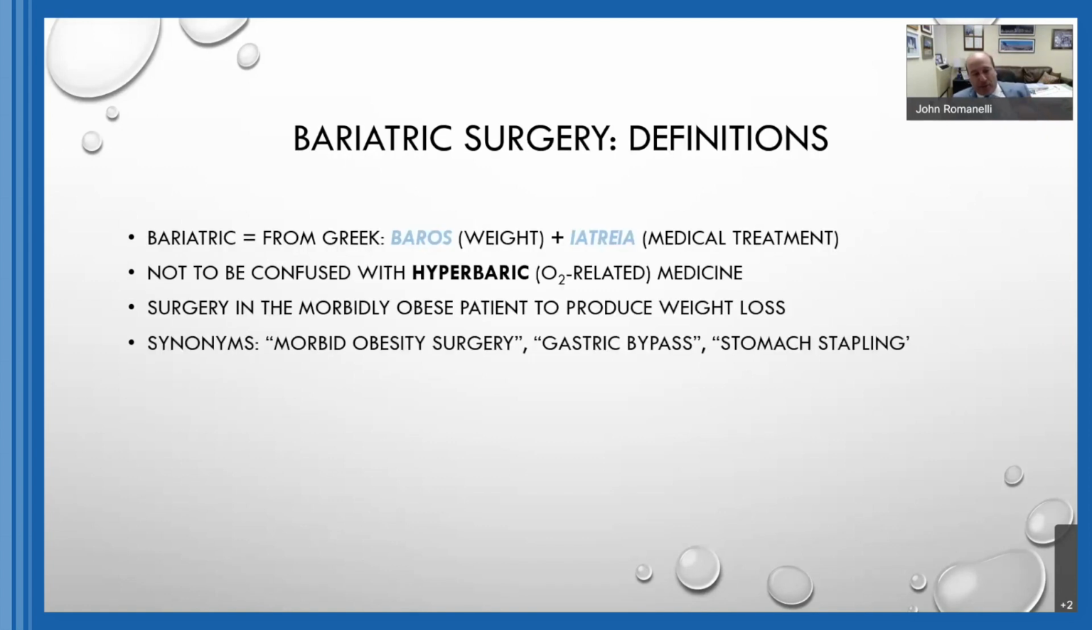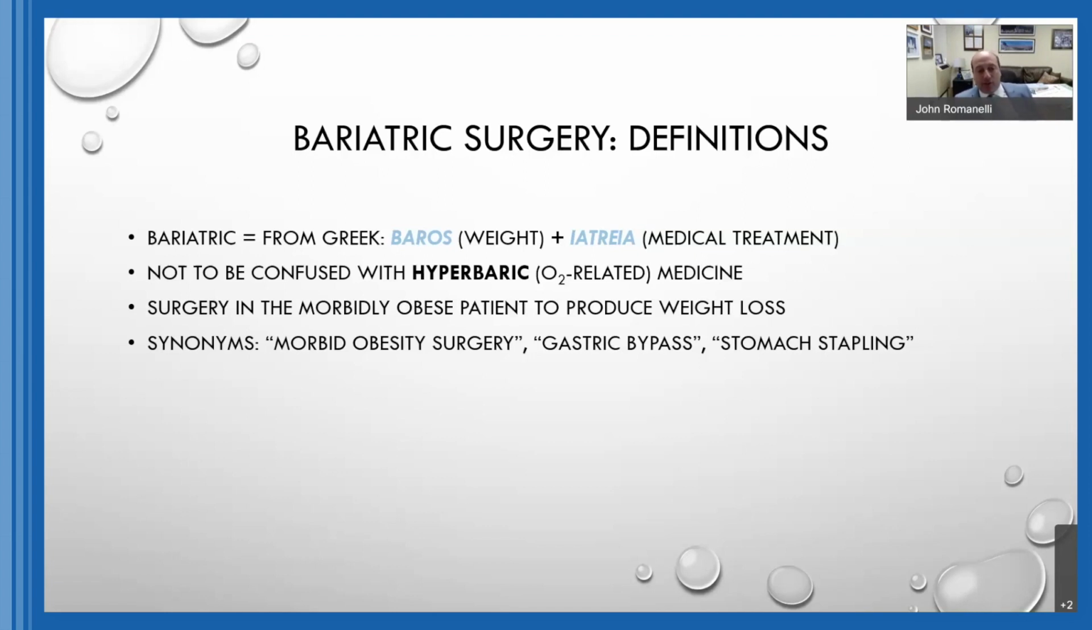Now, in terms of defining things of importance, bariatric surgery is another term for weight loss surgery. And bariatric comes from Greek. Baros means weight. Iatria means medical treatment. So it's barosiatria, bariatric. It's the medical treatment of weight. Now, this sometimes gets confused with hyperbaric medicine. Hyperbaric medicine is, for example, something someone would need if they had the bends from surfacing from scuba diving too fast. It's also used to treat wounds. But the baros is the same etymologic root. So there's reason why it's confused.